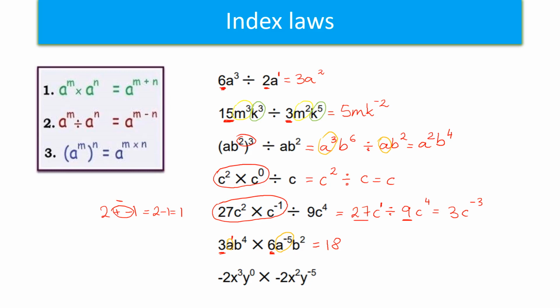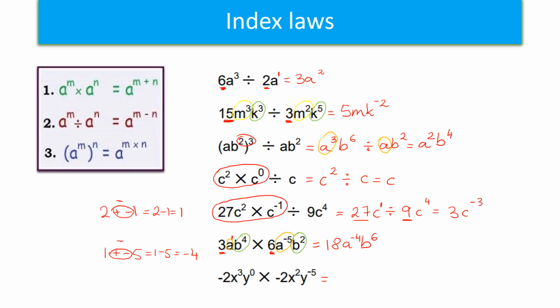1 add negative 5. That is the same as taking away. So 1 take away 5 is negative 4. So it's a to the power of negative 4. And then b, so that's b to the power of 4 times b to the power of 2. Because we are multiplying the two terms, I add the powers, so that's b to the power of 6.